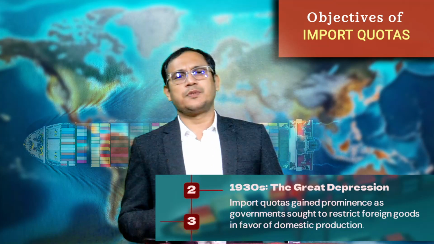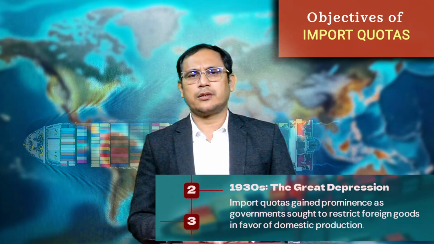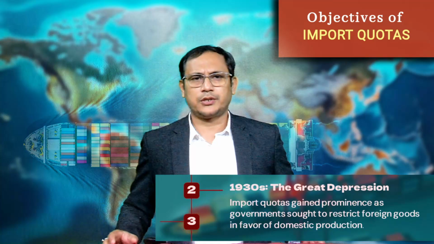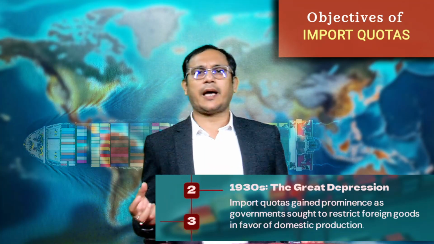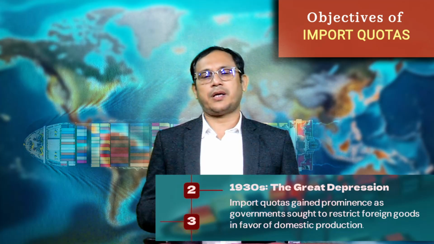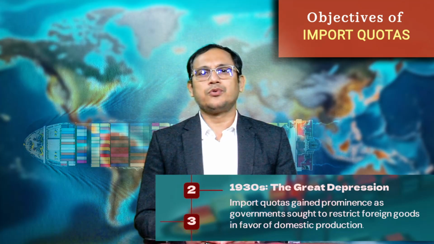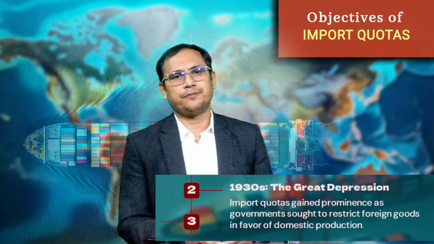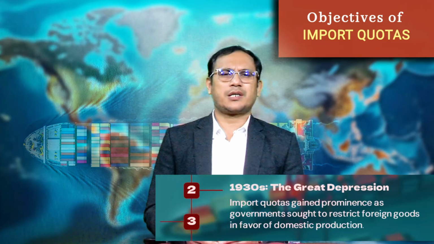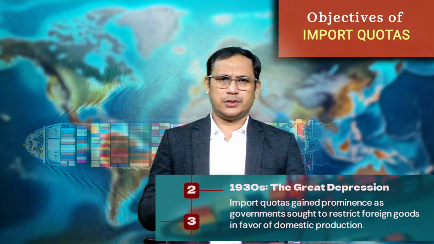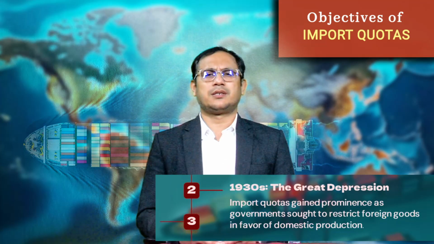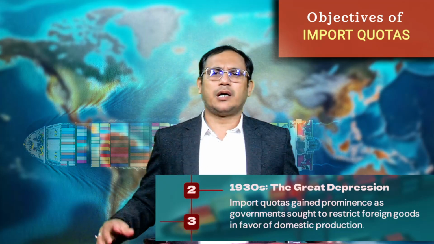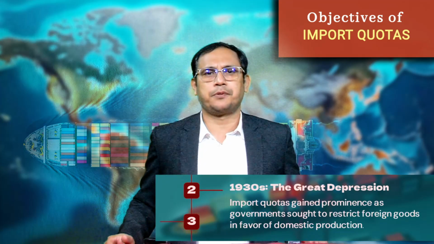So that decade is basically known as the Great Depression, and that led to a rise in protectionism. Import quota is a kind of instrument which can be used to protect the domestic producers from foreign competition. So the 1930s marked a pivotal point, a significant point in the history of trade restriction, particularly as the world grappled with the effect of the Great Depression.